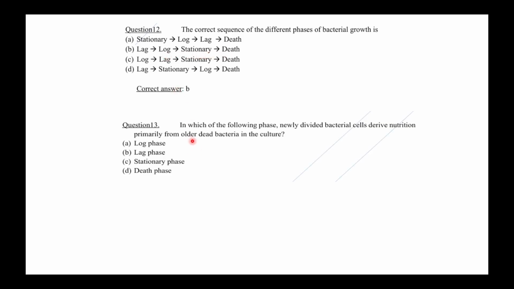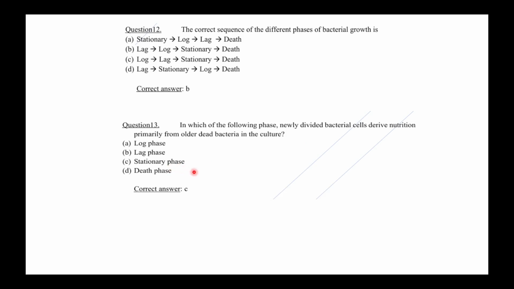Okay. And I think everyone can answer this correctly. What will be the correct sequence of the different phases of bacterial growth? Last will definitely be the death phase. Option B. Lag, exponential, stationary, and death. Now, in which of the following phases do the newly divided bacterial cells derive nutrition primarily from the older dead bacteria in the culture? Take a guess.